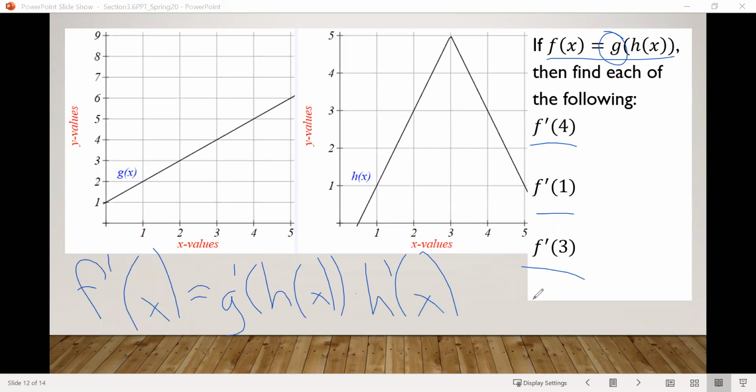So if you want to find f prime of 4, as we have here, that means in our formula down here, we're going to replace everywhere we see an x with a 4. So we have a 4 here, 4 here, and a 4 here. We'll start by evaluating at h of 4, because we start on the inside there.